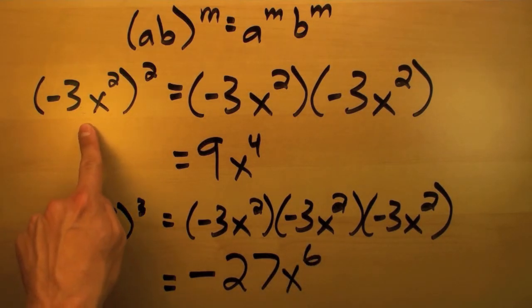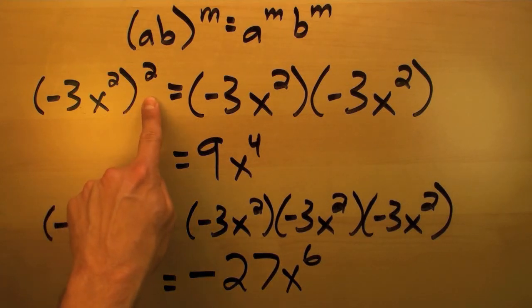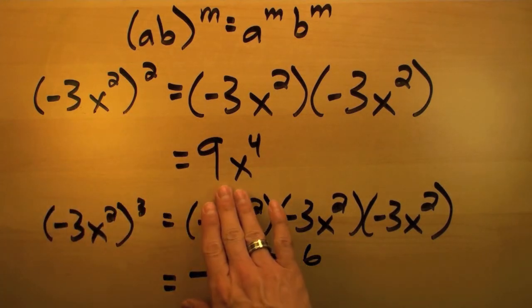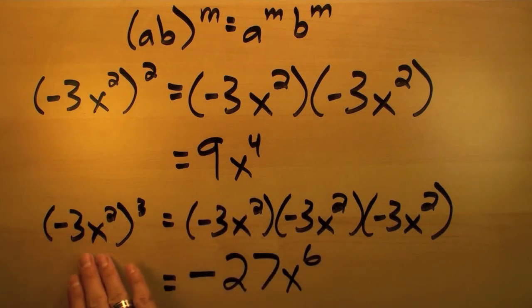If we raise a negative value to an even exponent, we end up with a positive value. If we raise a negative value to an odd exponent, we end up with a negative value.